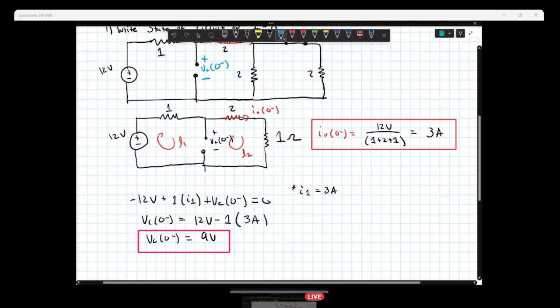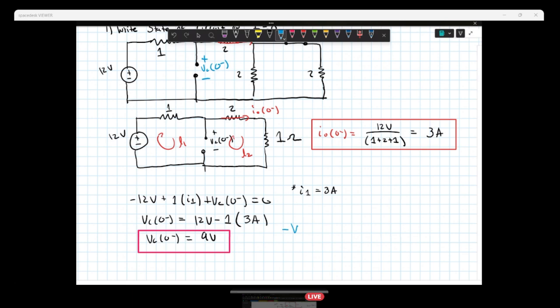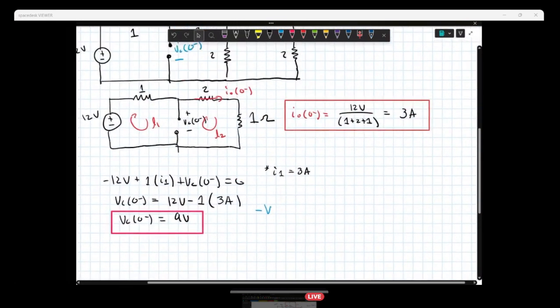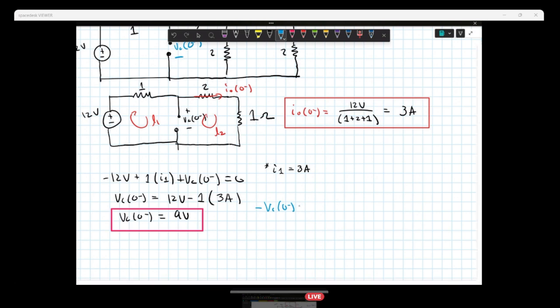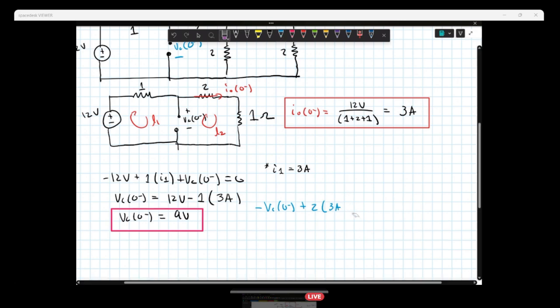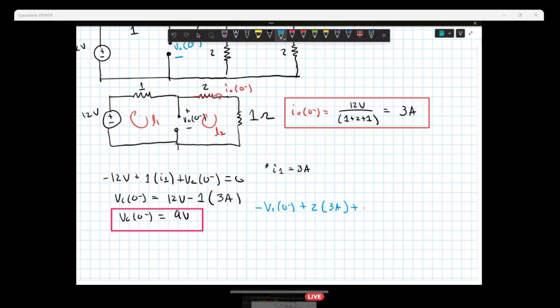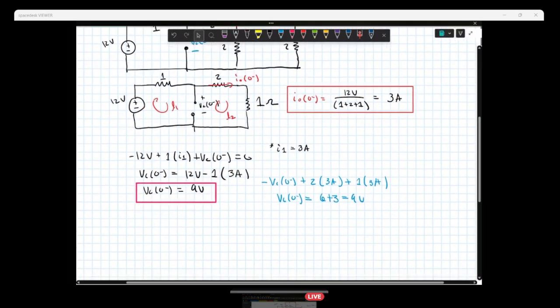So let me double check something real quick. If I do the other side, I get I2 is also 3A? Yeah, it is, because it's the same current. They should both have some current in there. VC plus 2 times 3, plus 1 times 3, that's 6. It works. VC equals 6 plus 3, which equals 9. So it works. That means my VC is correct.